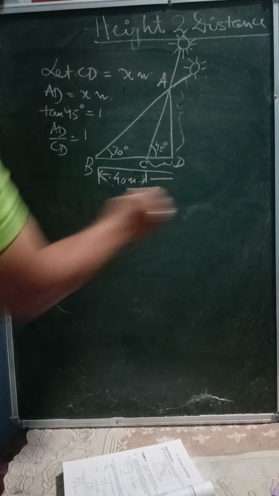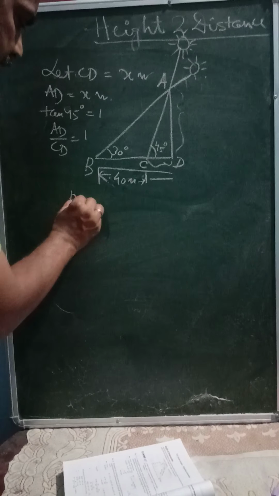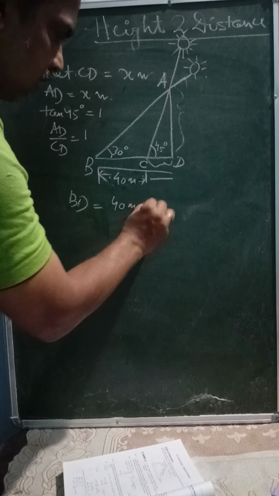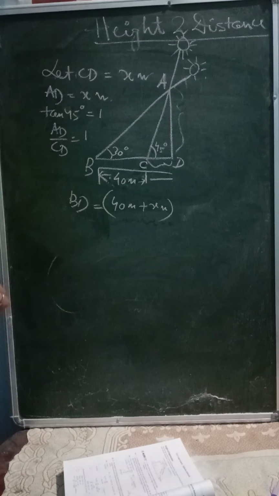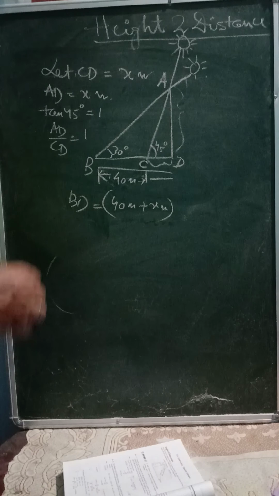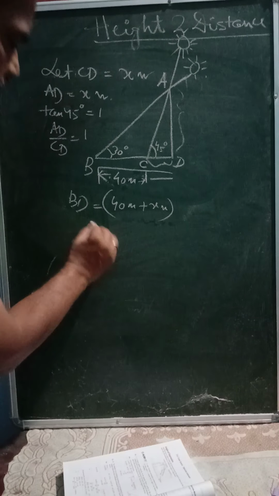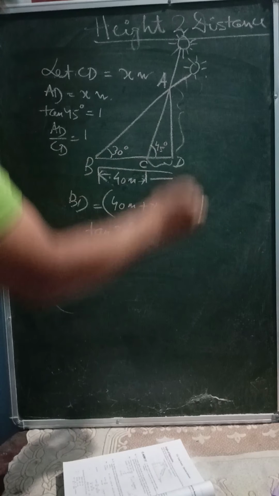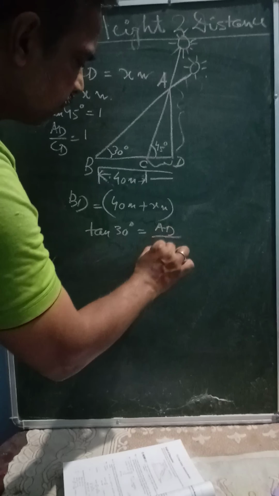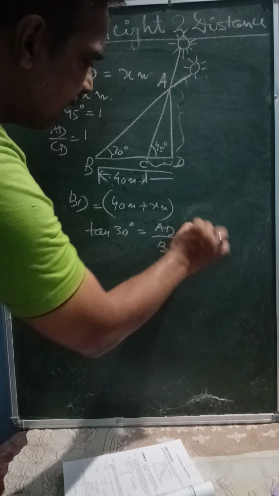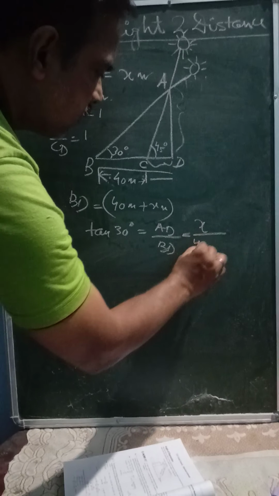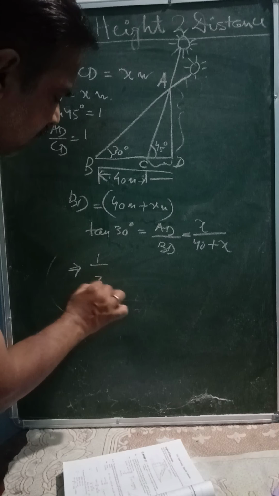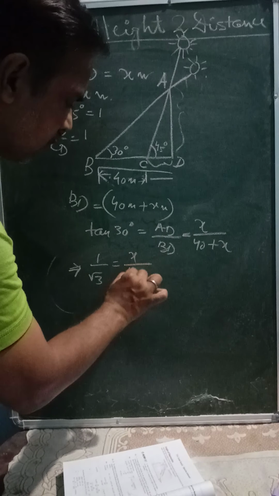Now BD is equal to 40 meter plus x meter. Now with the help of trigonometric ratios, what will be tan 30? Tan 30 equals AD by BD, and we have taken AD as x and BD as 40 plus x. This implies tan 30 value is 1 by root 3, which is equal to x by 40 plus x.